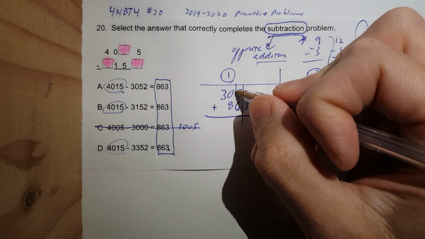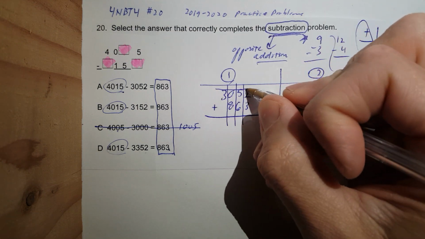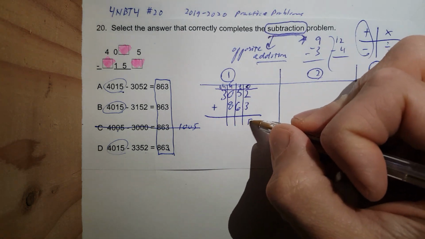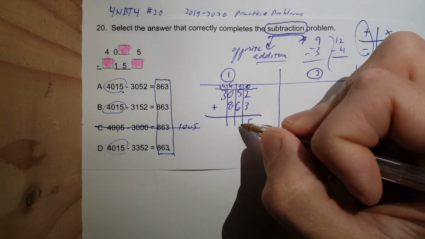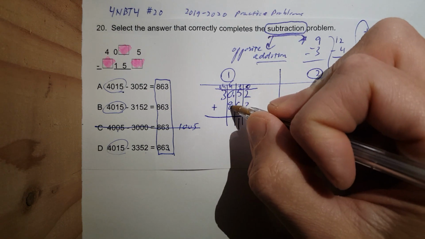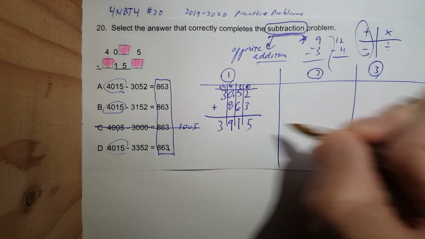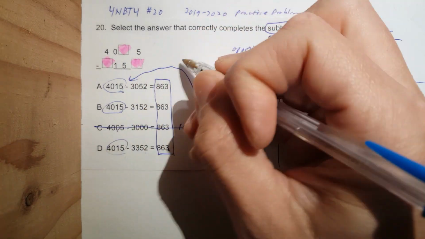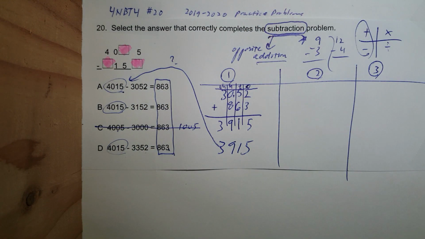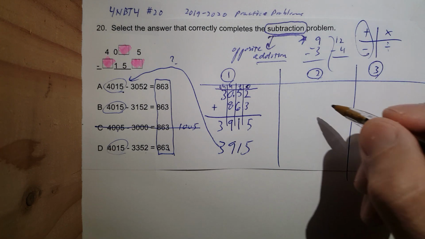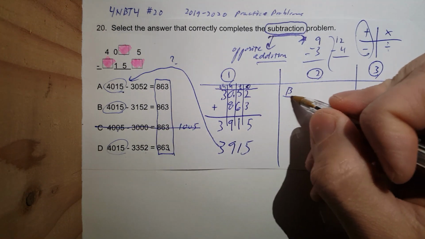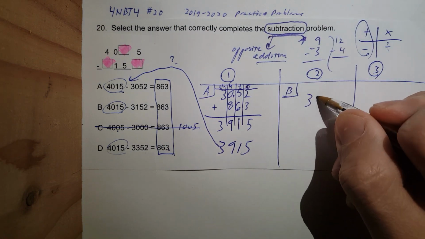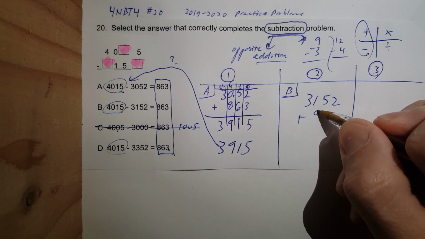And if you are not good at writing your numbers exactly aligned, always do your matrix. Ones, tens, hundreds, thousands. 2 plus 3 is 5. 6 plus 5 is 11. I have to carry over the 1. 8 plus 1 is 9. 3,915. Well, there's one problem. That doesn't equal 4,015. So, let's keep going. I will go to B, and I'll put B in here. This was A. I'm going to check B. I'm going to take the bottom number and just add it to what the answer was.